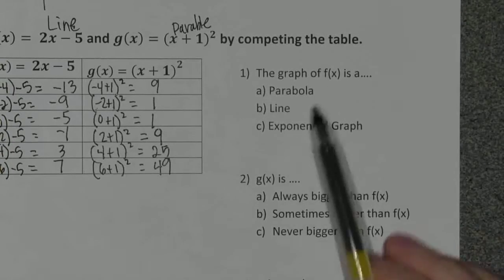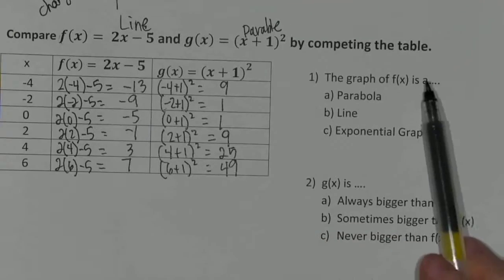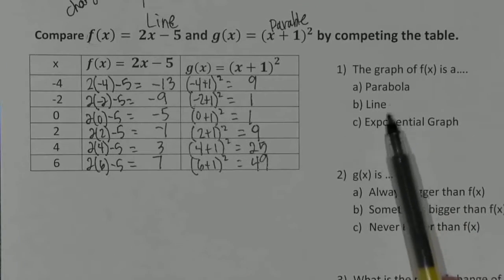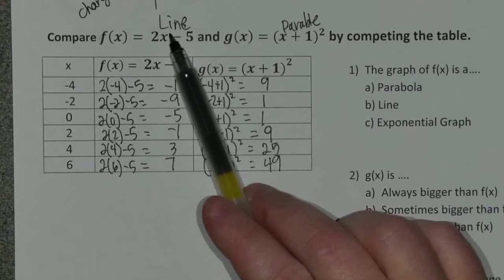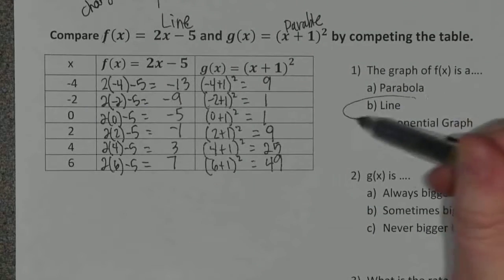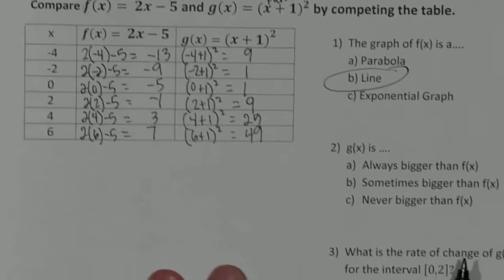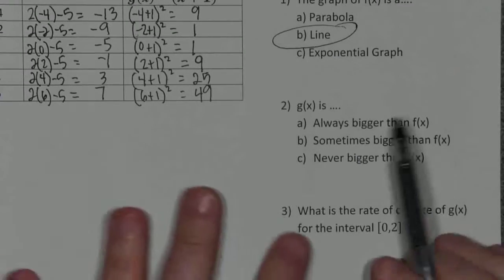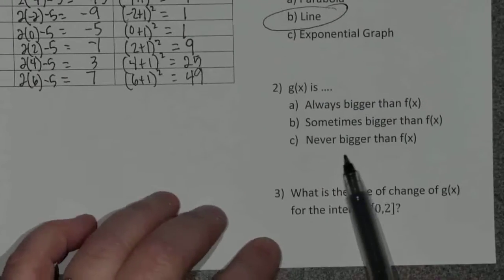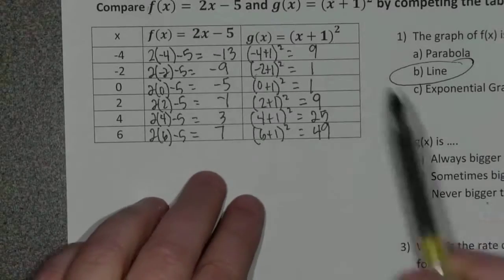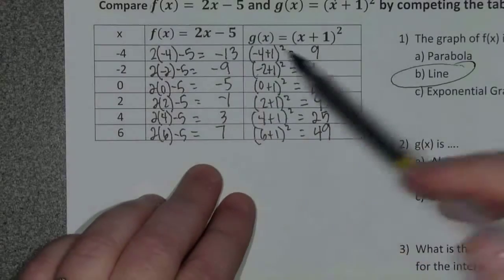Number 1 says the graph of f of x is a parabola, line, or exponential. We already said it was a line, right? Because the power was 1. So the first answer is line. All right, number 2 says g of x is always bigger than f of x, sometimes bigger than f of x, or never bigger than f of x. So we're looking at this one compared to that one.